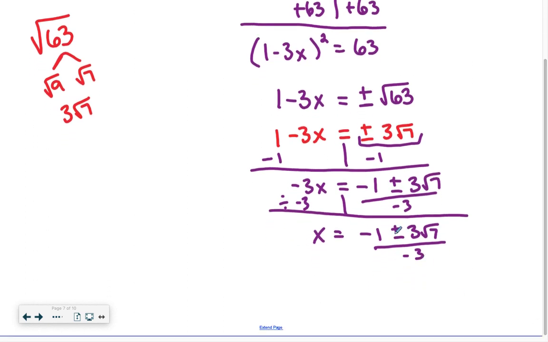This is where that plus or minus key is going to be really nice, because if you don't use it, you have to type in negative 1 plus 3 square root of 7 over negative 3, comma, negative 1 minus 3 square root of 7 over negative 3. So that plus or minus key is going to be your new best friend for speeding up your homework, okay? Make sure you use it. Don't be afraid of that key.